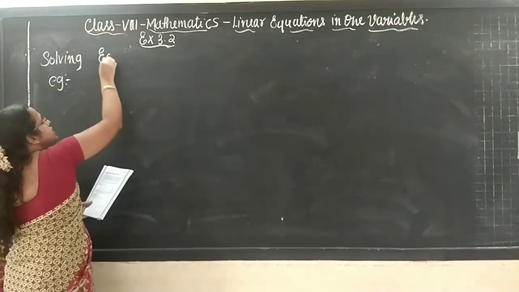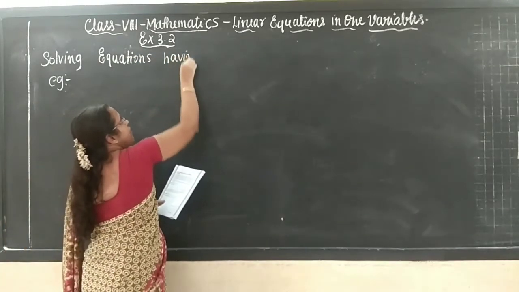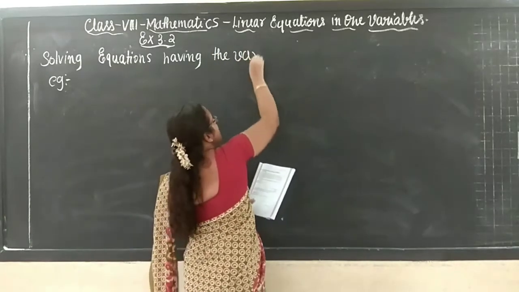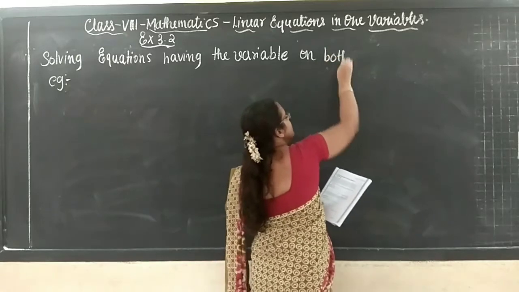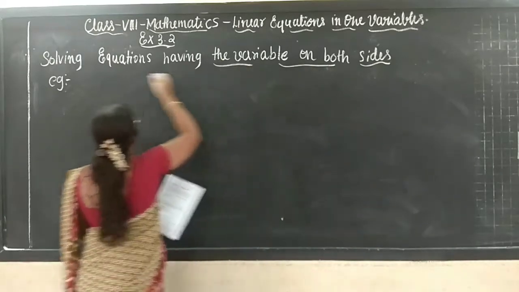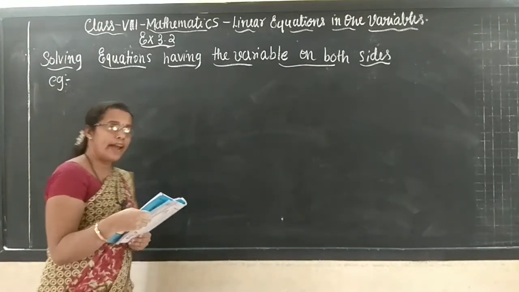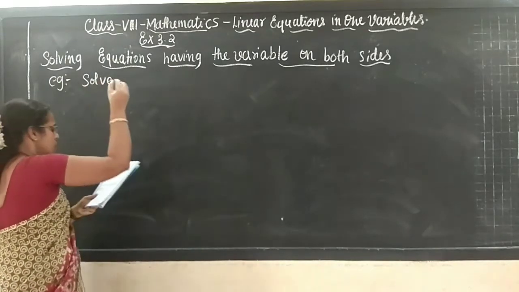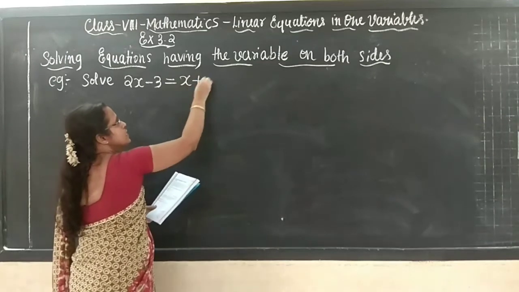solving equations having the variable on both sides. Okay, children, if variables are on both sides, how do we solve for x? See here an example problem. Solve 2x minus 3 is equal to x plus 2.